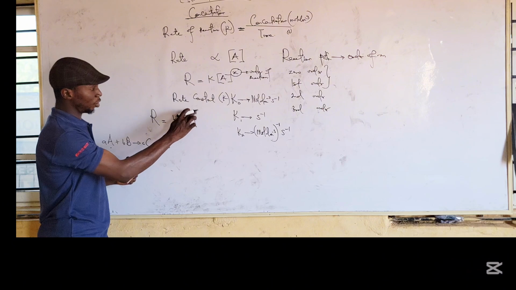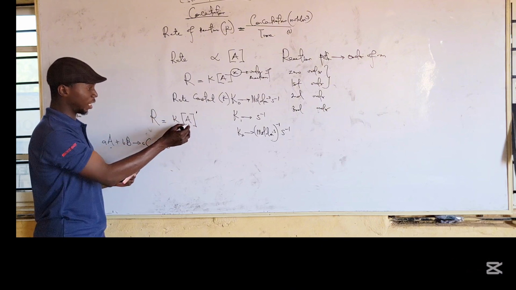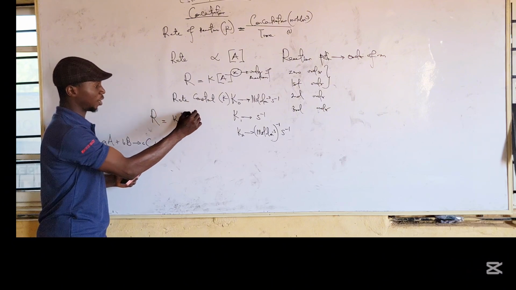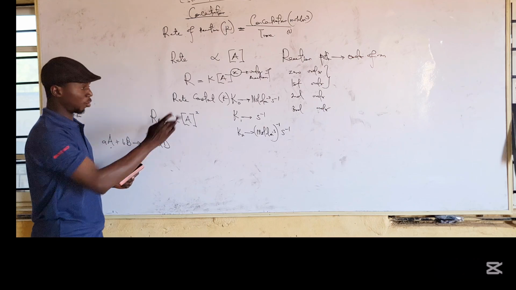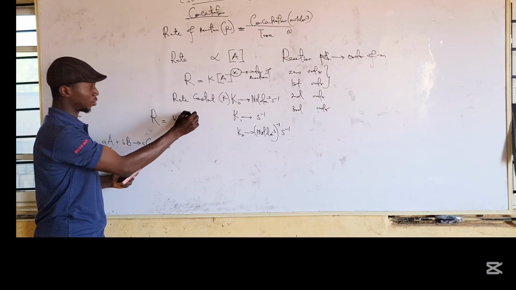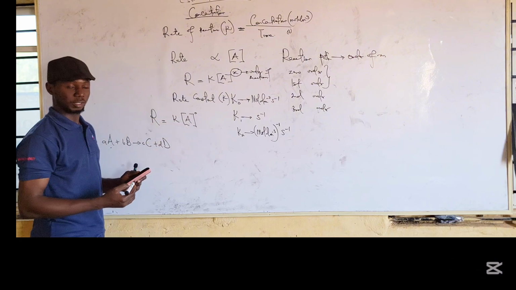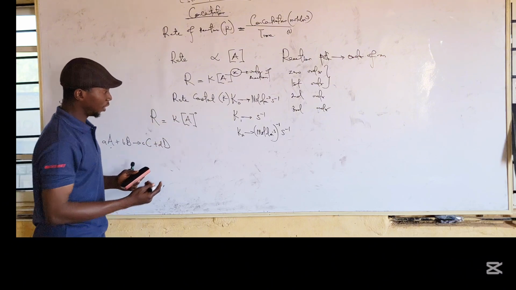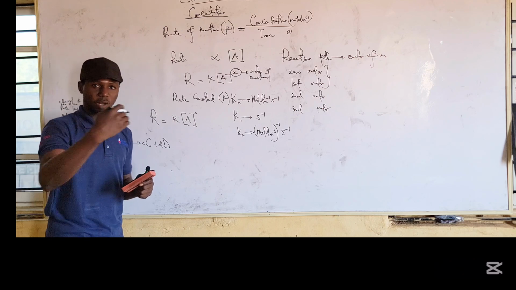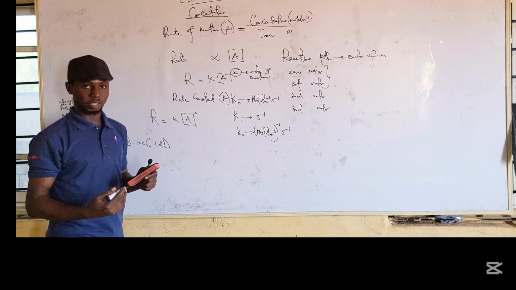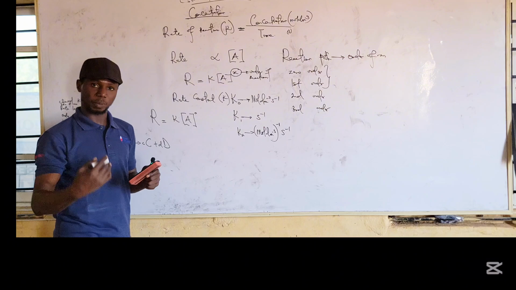So if this 0 is removed and we replace it with 1, it shows that A is first order. If this is removed and we change it to 2, it means this reaction is second order with respect to A. So any language they use, just know that this particular power represents order of reaction. Now, if the concentration of A is increased from a particular value to another value, what happens to the rate? That means we are increasing concentration, what happens to the rate?